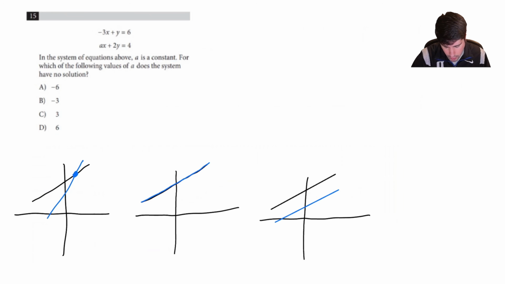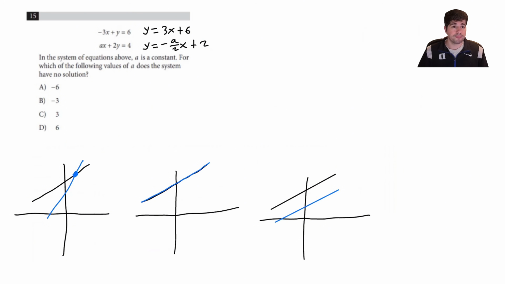So since we want to know something about these lines' slopes and y-intercepts, I want to get both of the equations above in slope-intercept form. So for this first line, it's quite simple, right? To get this in slope-intercept form, I just add 3x to both sides. So I get y is equal to 3x plus 6. And then for the second equation, I subtract ax from both sides and divide by 2. So what this gives me is y is equal to negative a over 2 x plus 2, I believe.